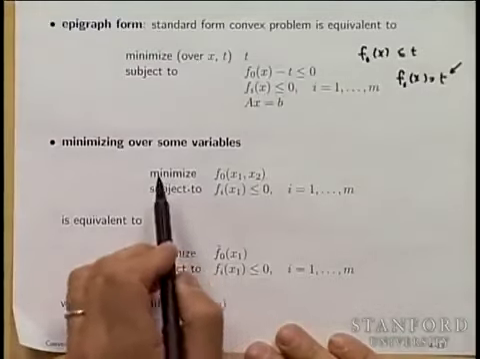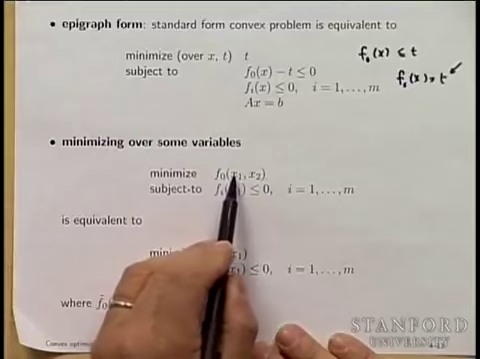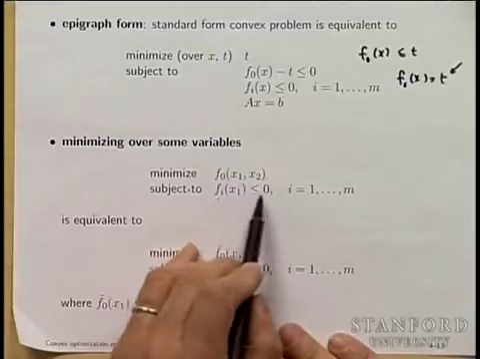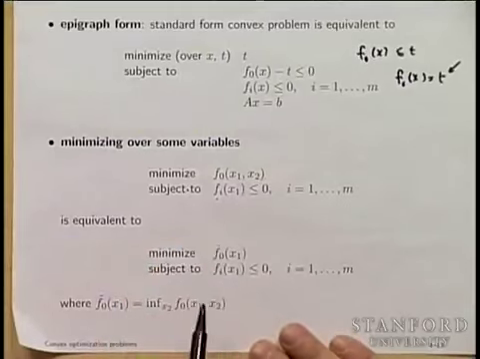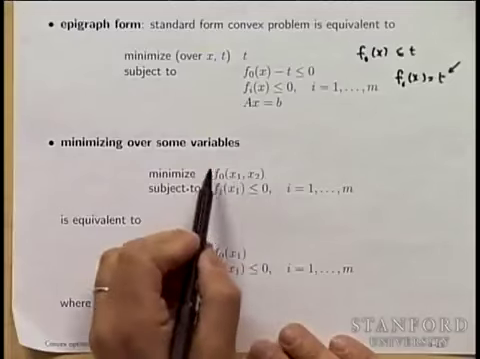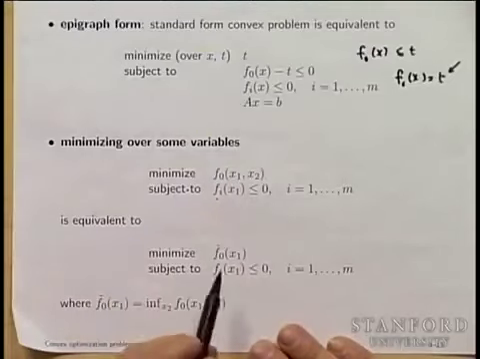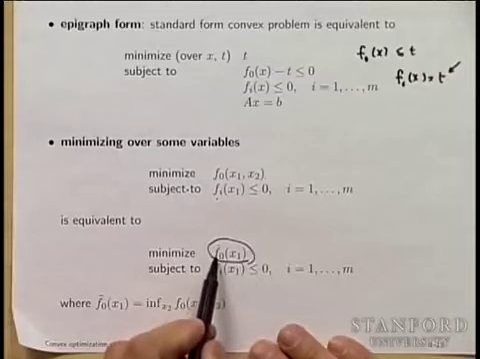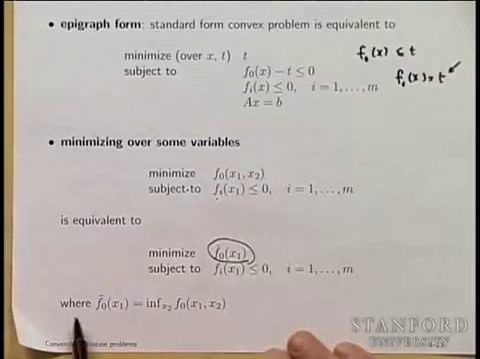A couple of other equivalences. Here's one. You can minimize over some variables. So if you have a problem that says minimize f0 of x1, x2 subject to fi of x1 less than 0, for example, I could minimize this thing over x2. And that would give you this function f0 tilde of x1.